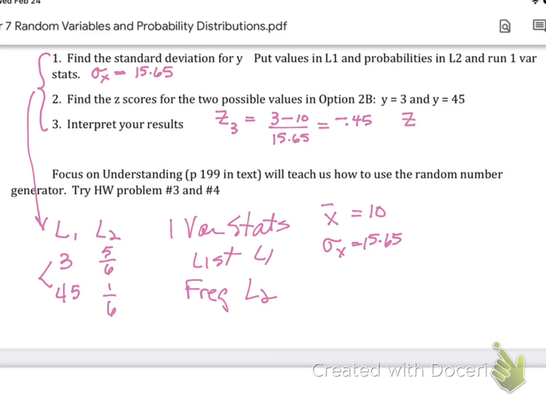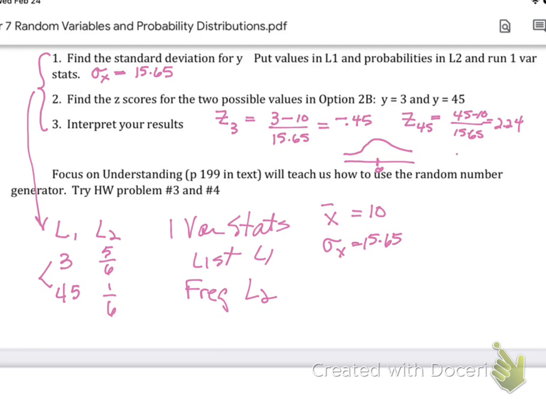Okay, your z-score for your 45 is going to be 45 minus 10 over 15.65, which is 2.24. And that makes sense, because what these scores do is they center things around a mean of 0 and a standard deviation of 1. And if you switch it to that, you will then get the values of 2.24 and negative 0.45 respectively for scores of 45 and 3.